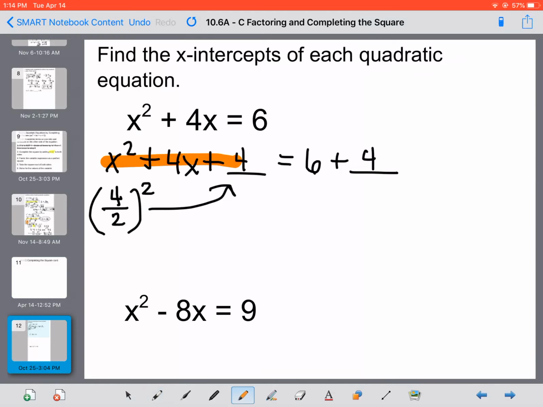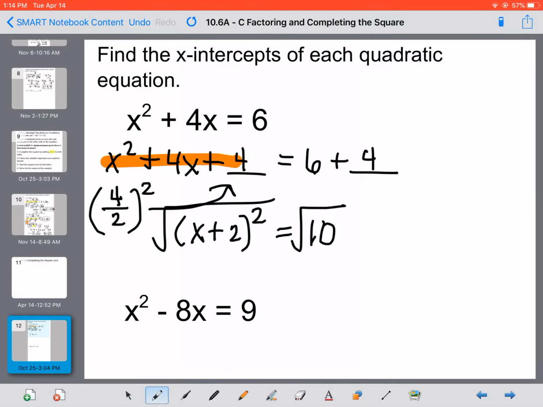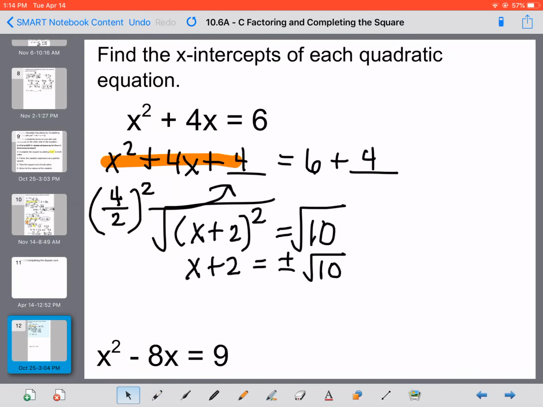So we know that this equation right here is a perfect square. So it becomes x plus 2 squared equals 10. And then we need to take the square root of both sides. So I have x plus 2 is plus or minus the square root of 10. Do not forget your plus or minus. And then I've got to subtract 2 from both sides. So x is negative 2 plus or minus the square root of 10.